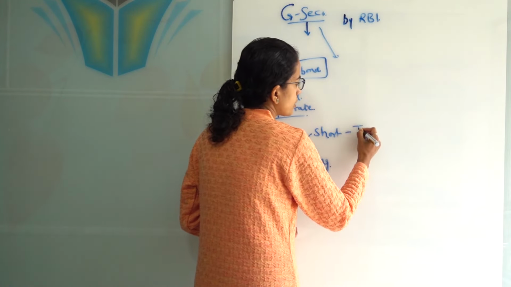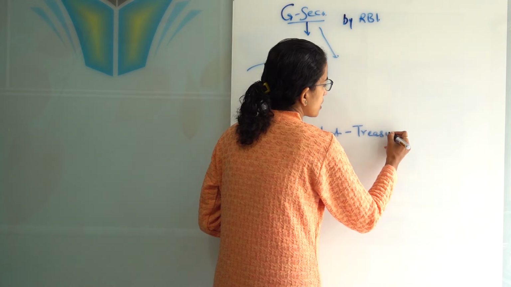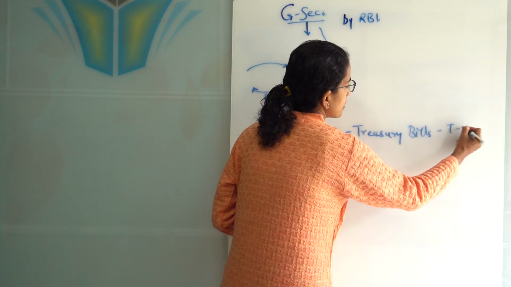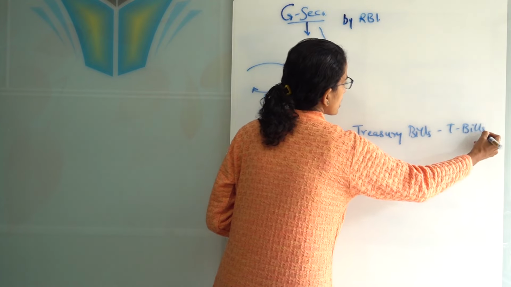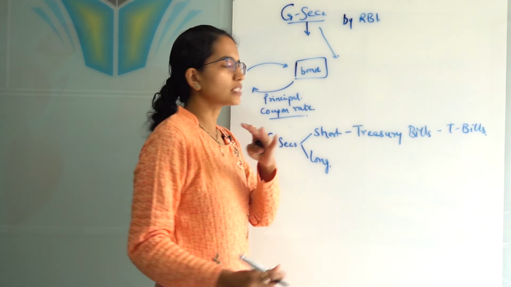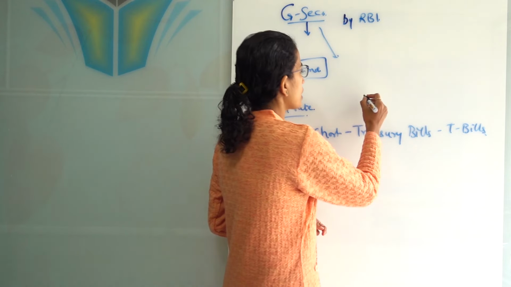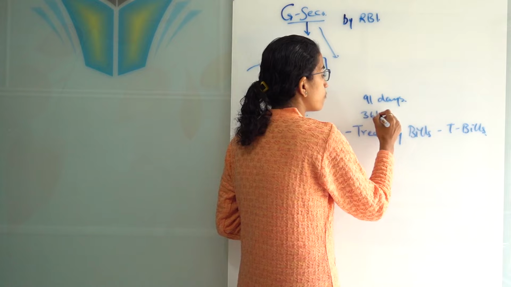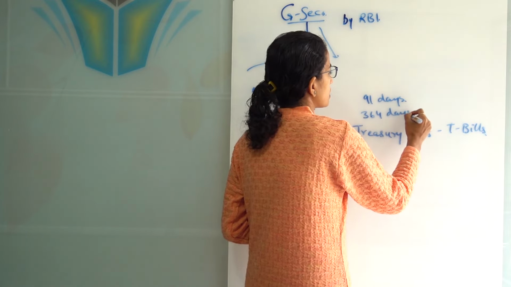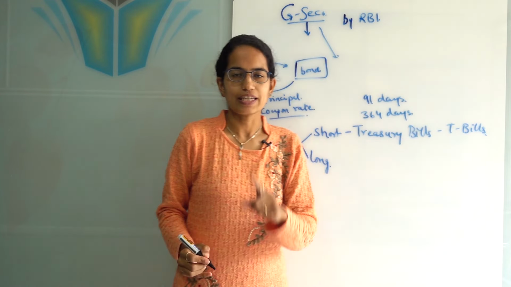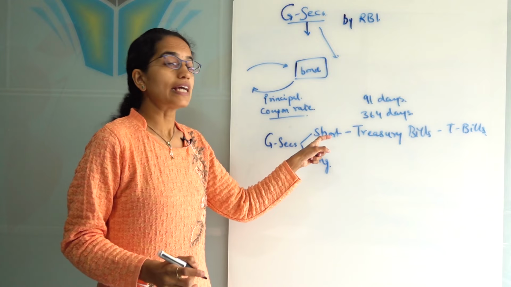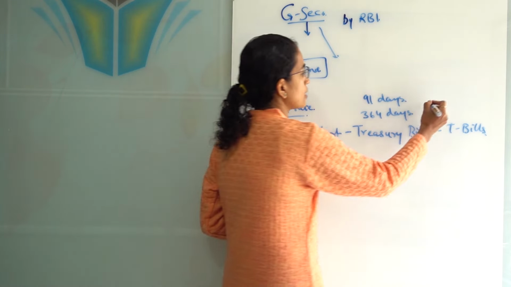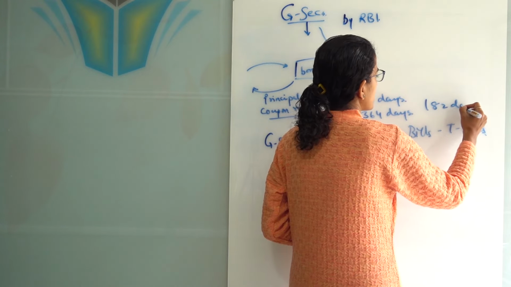Under short run, we call these Treasury Bills, also known as T-bills. These T-bills are issued for three time periods. Those are 91 days, 364 days, and 182 days. So remember, all treasury bills are less than 1 year, and therefore we call them short-term government securities.